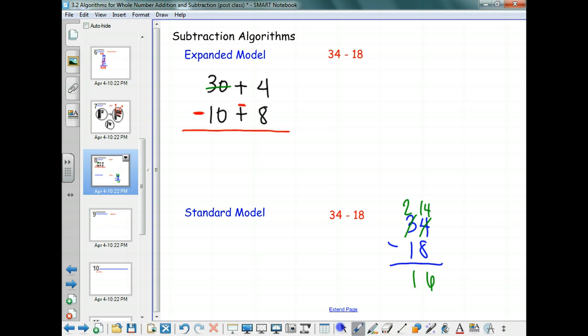We actually turned 30 into 20. I mean, that's what we really did. And then we turned the 4 into a 14. What we really did is we just regrouped. We moved 10 from here over to here.